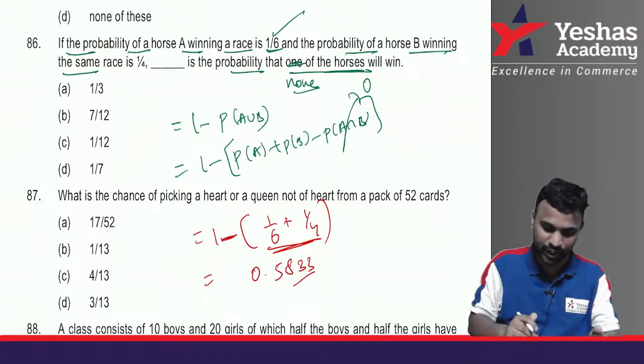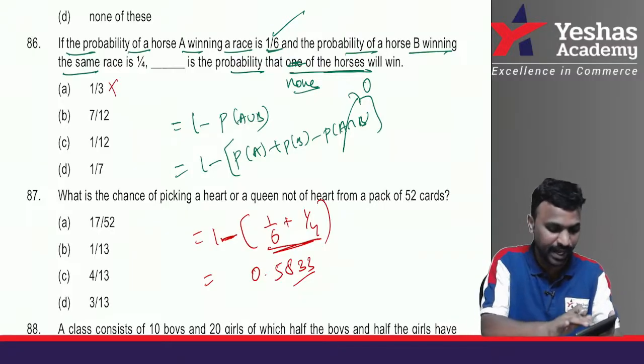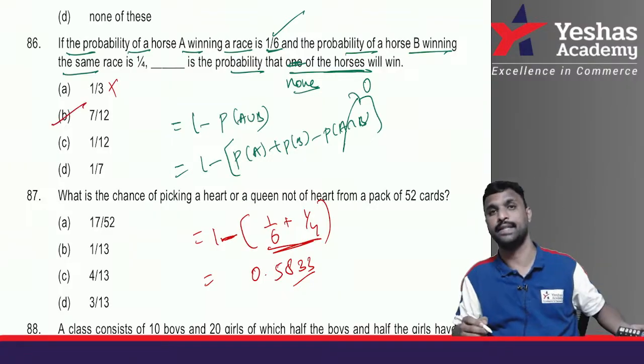You get the result 0.5833. So which option gives you 0.5833? 1 by 3, definitely no. It's 0.333. 7 by 12, if I do, it is 0.5833. Option B is the right answer.